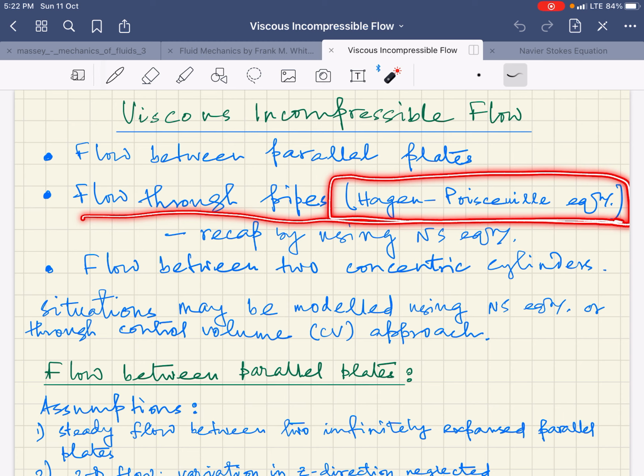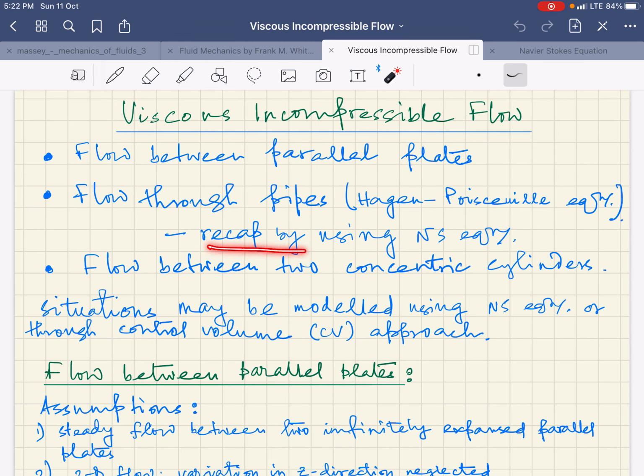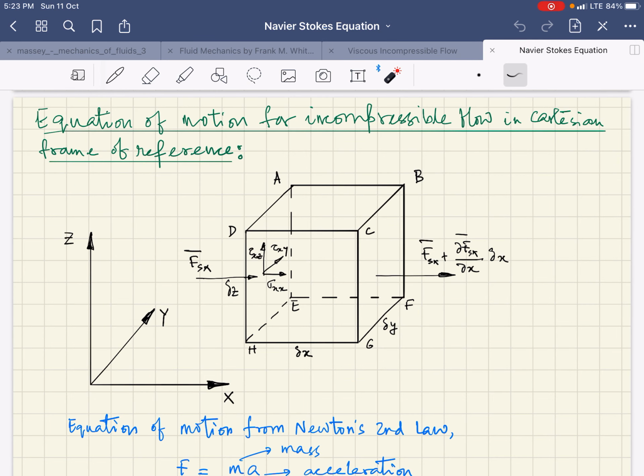This repetition is basically a kind of recapitulation by using the Navier-Stokes equations. Now you are already having the notes of this Navier-Stokes equation, which is the equation of motion for incompressible flow in Cartesian frame of reference, or you can also derive that particular incompressible flow equation of motion in cylindrical frame of reference as well. This derivation in detail is provided in note form, so I am not going to repeat it.